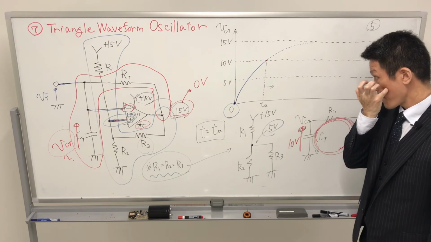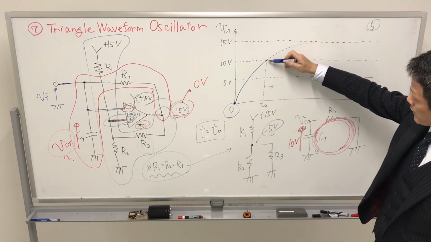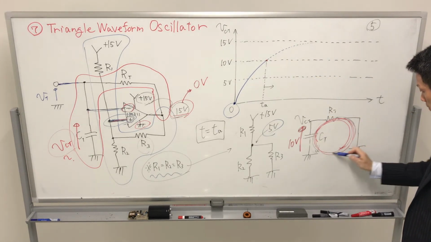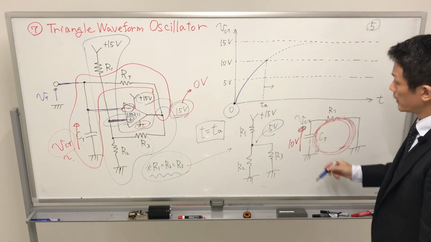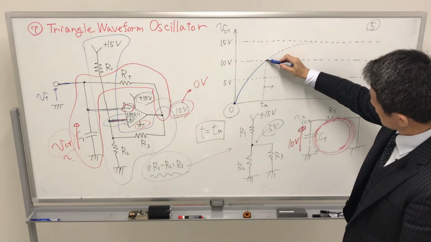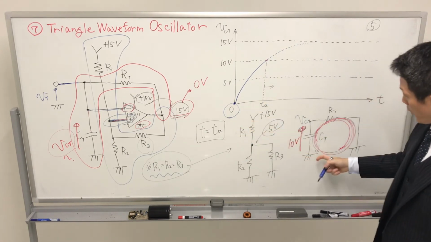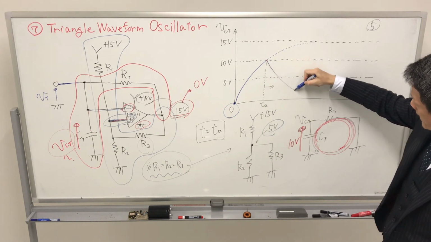At time TA, this voltage is discharged to zero. Okay? So from here, the voltage VCT is discharged to zero. Okay?